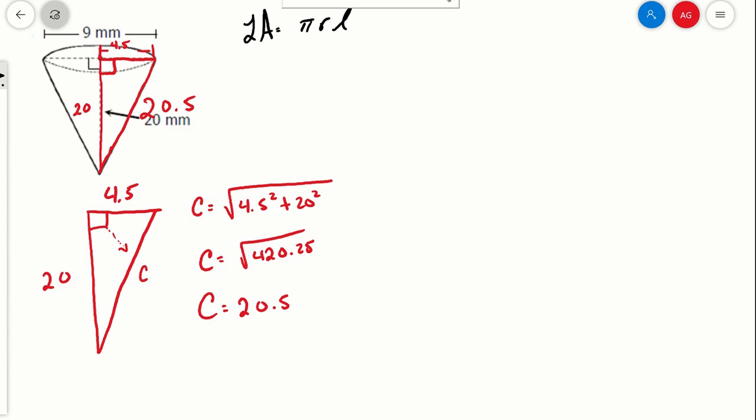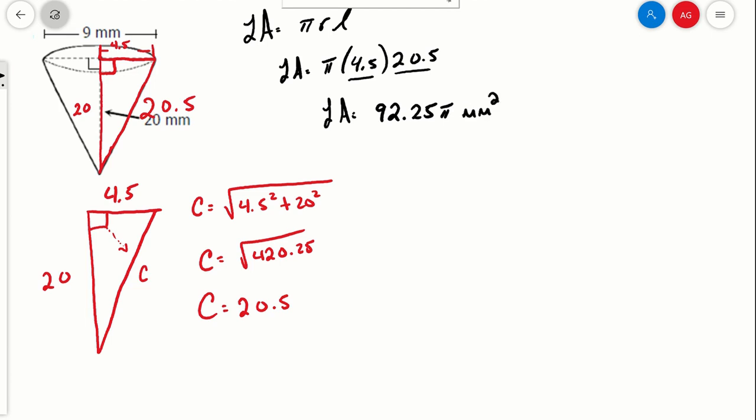So my lateral area, we said it was pi radius slant height, with radius which we found to be 4.5, and slant height, which we just found to be 20.5. And once again, we can put this answer in two ways: the exact form, which has pi as part of your answer, and so we simply multiply 4.5 times 20.5 in the calculator, and we get 92.25 pi millimeters squared. Or if you want to include pi in your answer, we get an estimate of 289.812 millimeters squared.